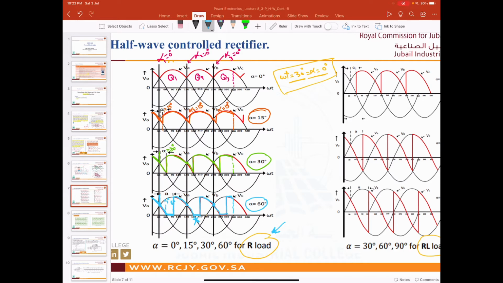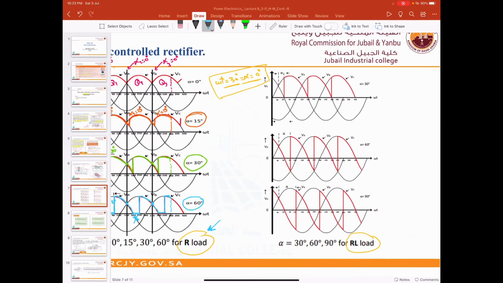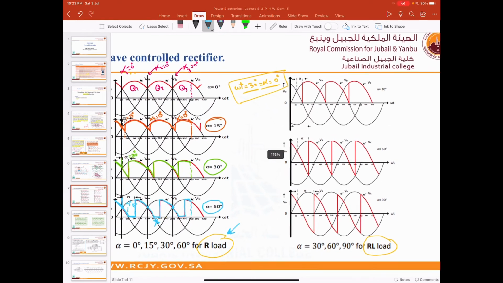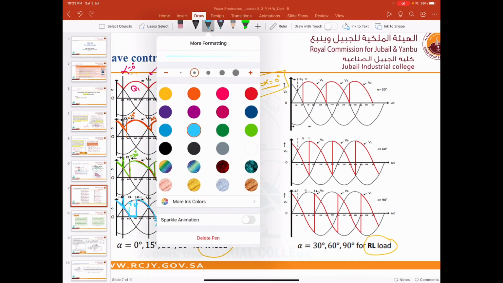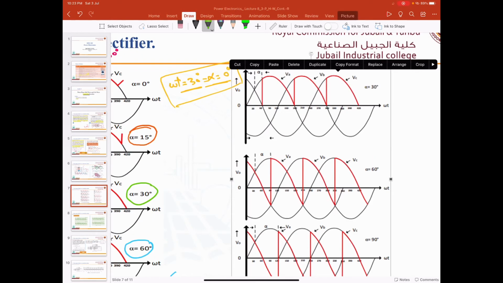Now this is for the inductive load only. Now if we go for resistive load, for resistive and inductive load, now we will see the comparison here, guys. Now I'm going to use the same color. We used green for 30 degrees, right? So 30 degrees here if we have inductive load.